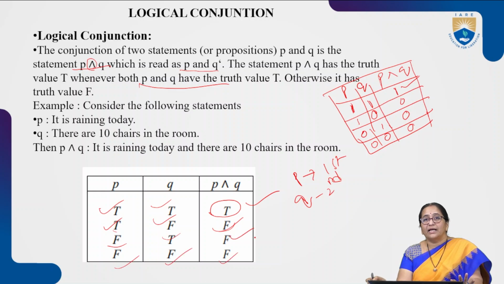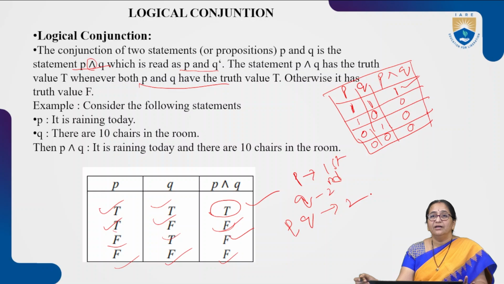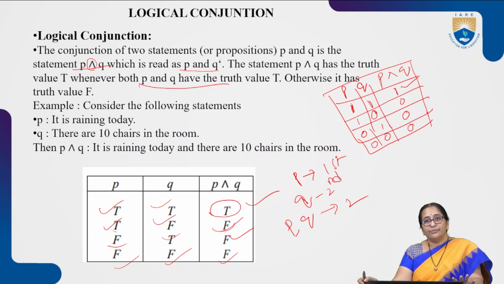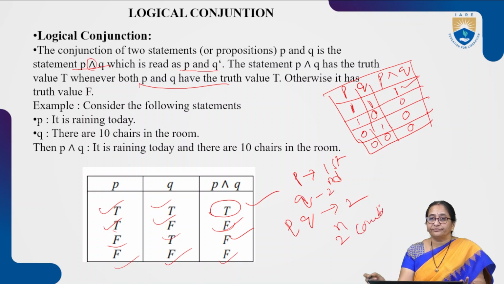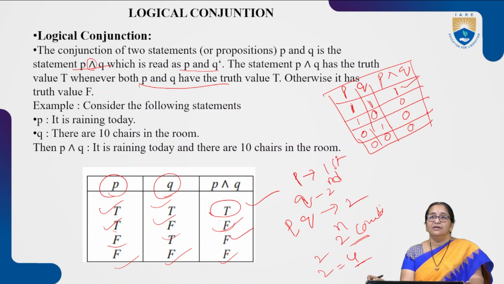Here we have 4 combinations. P and Q are the 2 variables, so for these 2 variables we can have 2 power n combinations, 2 squared, so 4 combinations. The 4 combinations are: true, true, the result is true; true, false, the result is false; false, true, the result is false; false, false, the result is also false.